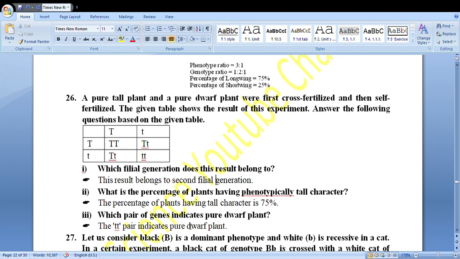What is the pair of genes? Which pair of genes indicates a pure dwarf plant? Small tt indicates a pure dwarf plant.